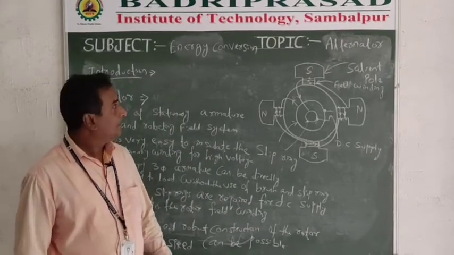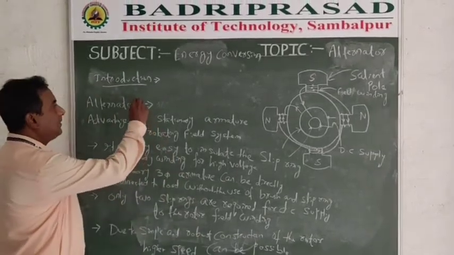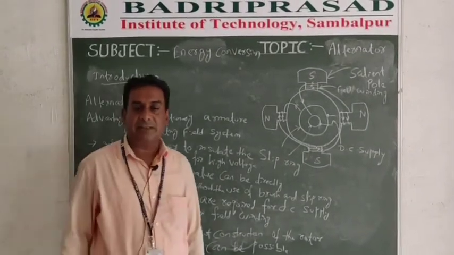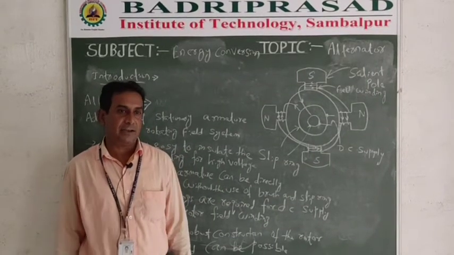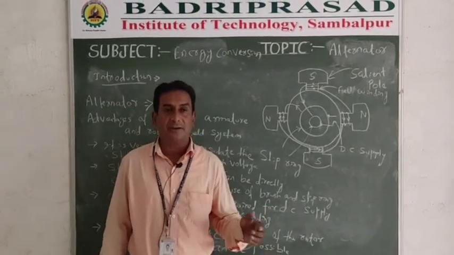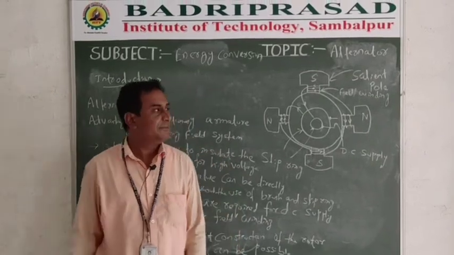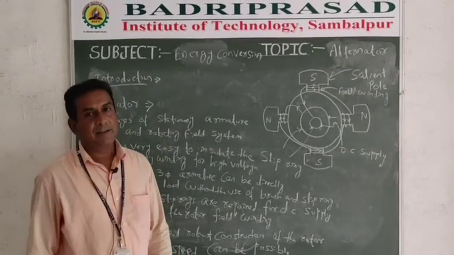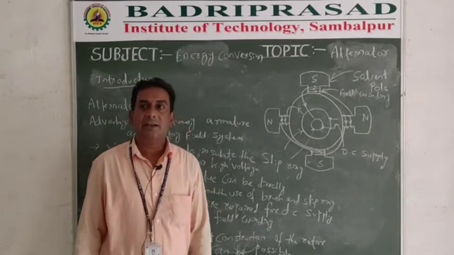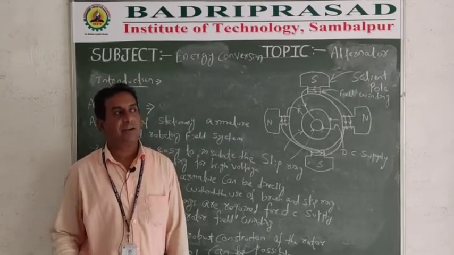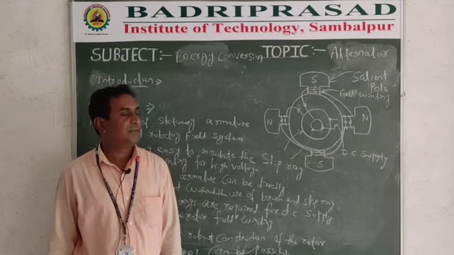So now, what is an alternator? An alternator is an electrical machine which converts mechanical energy into three-phase electrical energy. We are considering here a three-phase alternator, and in this case the principle of operation of the alternator is electromagnetic induction. So what is the principle of electromagnetic induction?